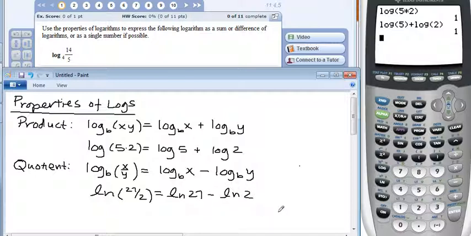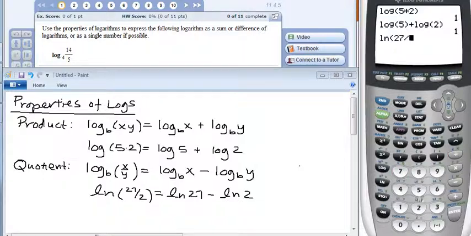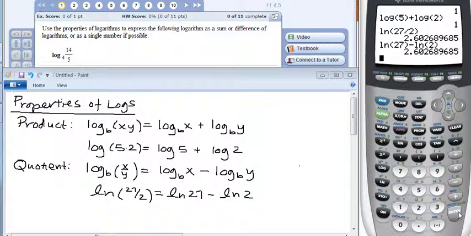Let's try it. The natural log base e of 27 divided by 2 is a decimal. And the natural log of 27, close parentheses, minus the natural log of 2 is the same decimal. So it works. And this would work for any numbers that I put in there and any base that I could possibly put in there, whether it's 10, e, or anything else. It works for a base of b.